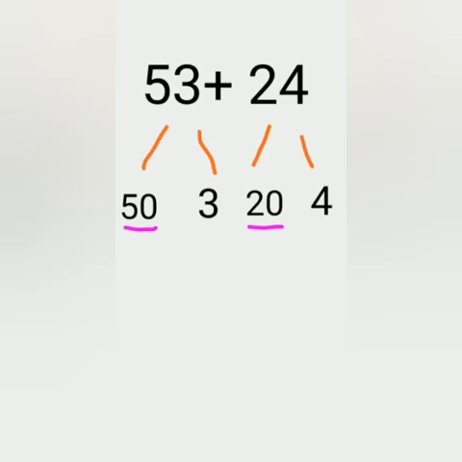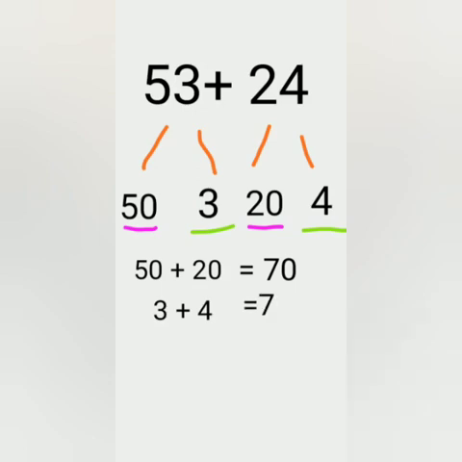Now what we're going to do is add the 50 and the 20. So we can count in tens, 50, 60, 70. 50 and 20 equals 70. Now we're going to add the 3 and the 4. 3 add 4 equals 7. Excellent work, Year 2. Now I can add the 70 and the 7 to get my answer. So 70 add 7, count with a big number, 70, add 7 equals 77.